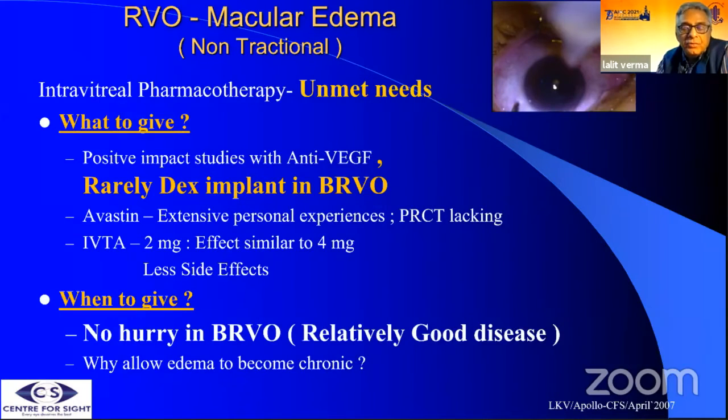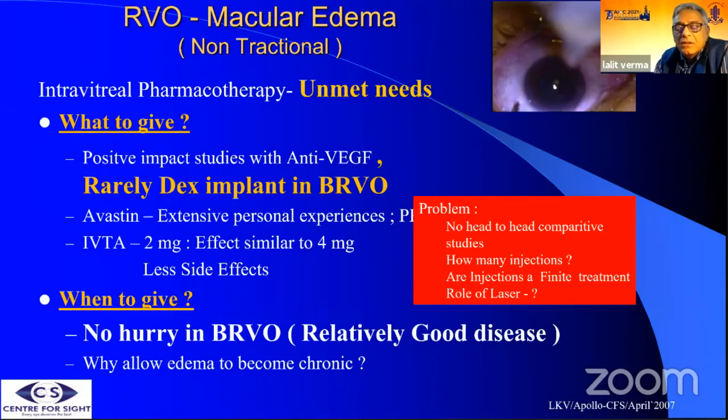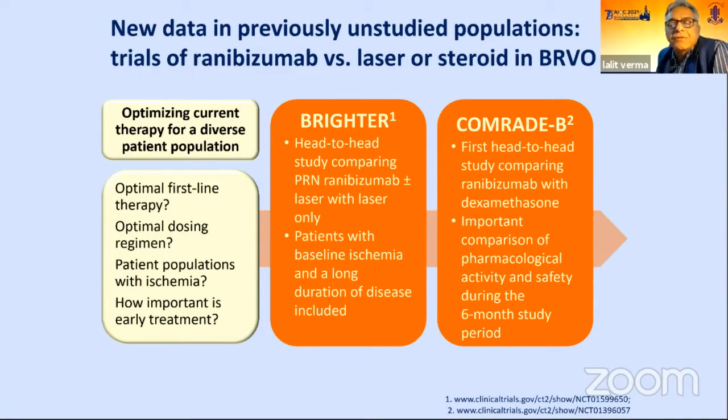So honestly speaking, BRVO is a relatively milder disease, a relatively good vascular disease to have compared to CRVO, which Giri will be talking about. Coming to a couple of more studies which came later. One was the Brighter study and one was the Comrade B study. Brighter was a head-to-head comparison of ranibizumab with laser, and Comrade B was primarily ranibizumab with dexamethasone.